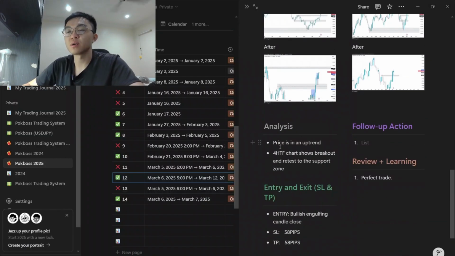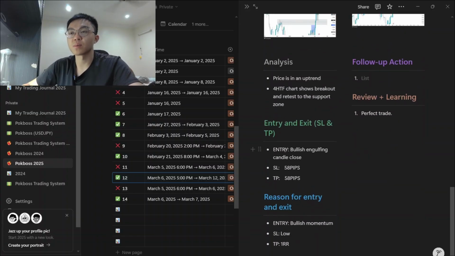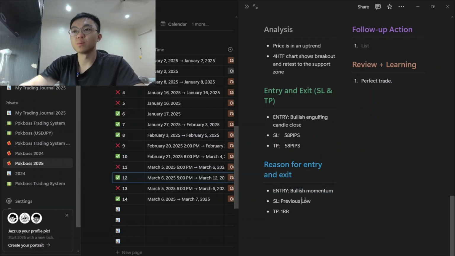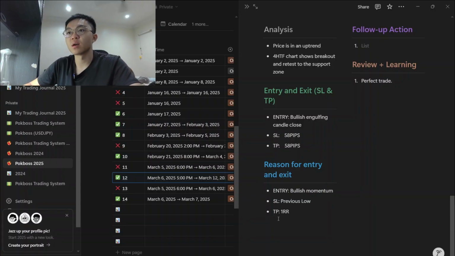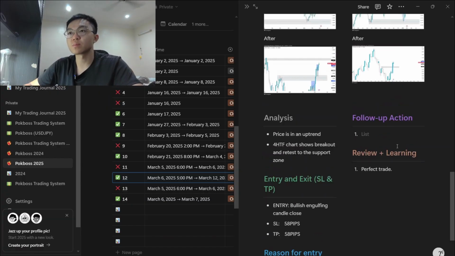Alright, and then my analysis here: price in an uptrend, the 4-hour time frame chart shows a breakout and retest to the support zone. Just a simple analysis here. And then another bullish engulfing candle close, my entry 58 pips away from my stop loss and 58 pips away from my take profit. Reason for entry and exit: bullish momentum. My stop loss is the previous low. To be more specific, it is the previous low. And then my take profit is 1 risk to reward ratio. Follow up action here, I did nothing. So it's basically a perfect trade.